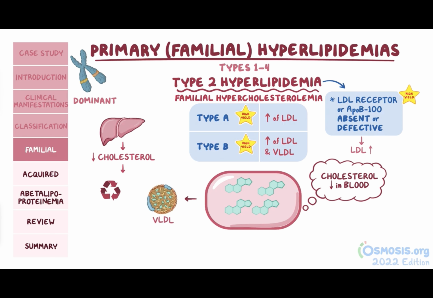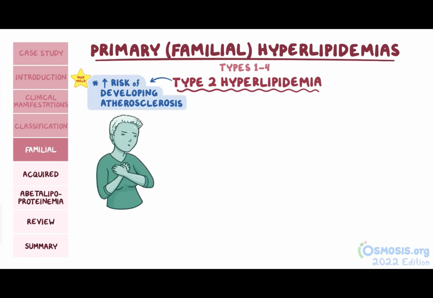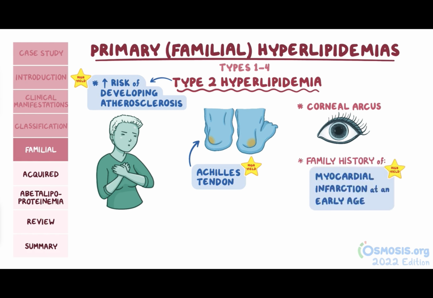As you can imagine, this would worsen the problem. Unlike type 1, type 2 hyperlipidemia will increase the risk of developing atherosclerosis, and this is high yield. In fact, individuals may present with coronary artery disease as early as 20 years old. In addition, tendon xanthomas, particularly on the Achilles tendon, and corneal arcus are common in this type. On the exam, think of this disorder in someone with a family history of myocardial infarction at an early age.